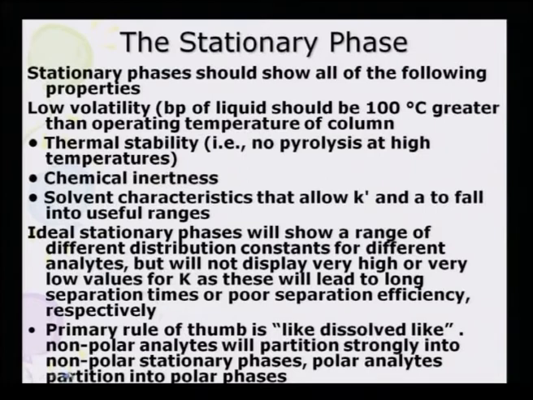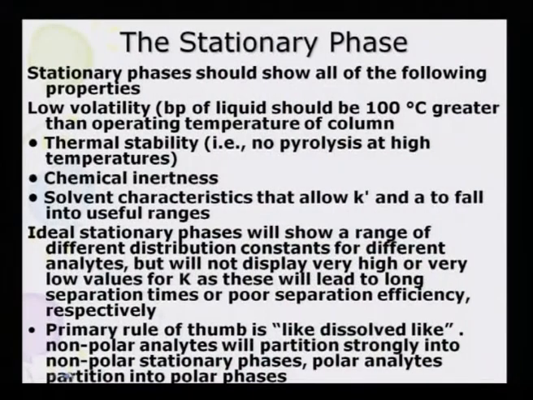Ideal stationary phases will show a range of different distribution constants for different analytes, but will not display very high or very low values of K, as these will lead to long separation times. So, what it means is that we have to make an optimum choice of everything in order to have an optimal analysis. The primary rule or thumb rule is like dissolves like. Non-polar analytes will partition strongly into the non-polar stationary phase, while polar analytes partition very well into the polar phases.